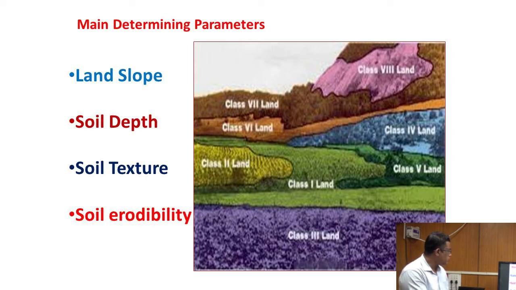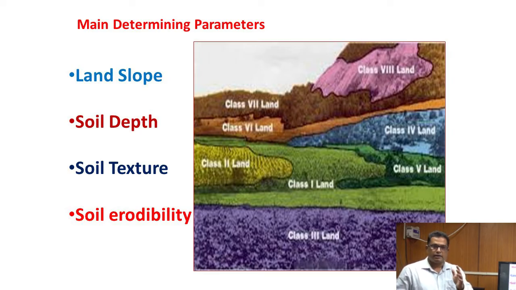Again, have a look at this picture. You can see class 1 type of land. That class of land we consider best suited for cultivation, because in class 1 land, the land slope would be near flat or a very mild slope. Soil depth would be sufficiently high. So what is soil depth? It is the upper zone, the topsoil, where the root penetrates, or where there is maximum nutrient availability. That is your soil depth.